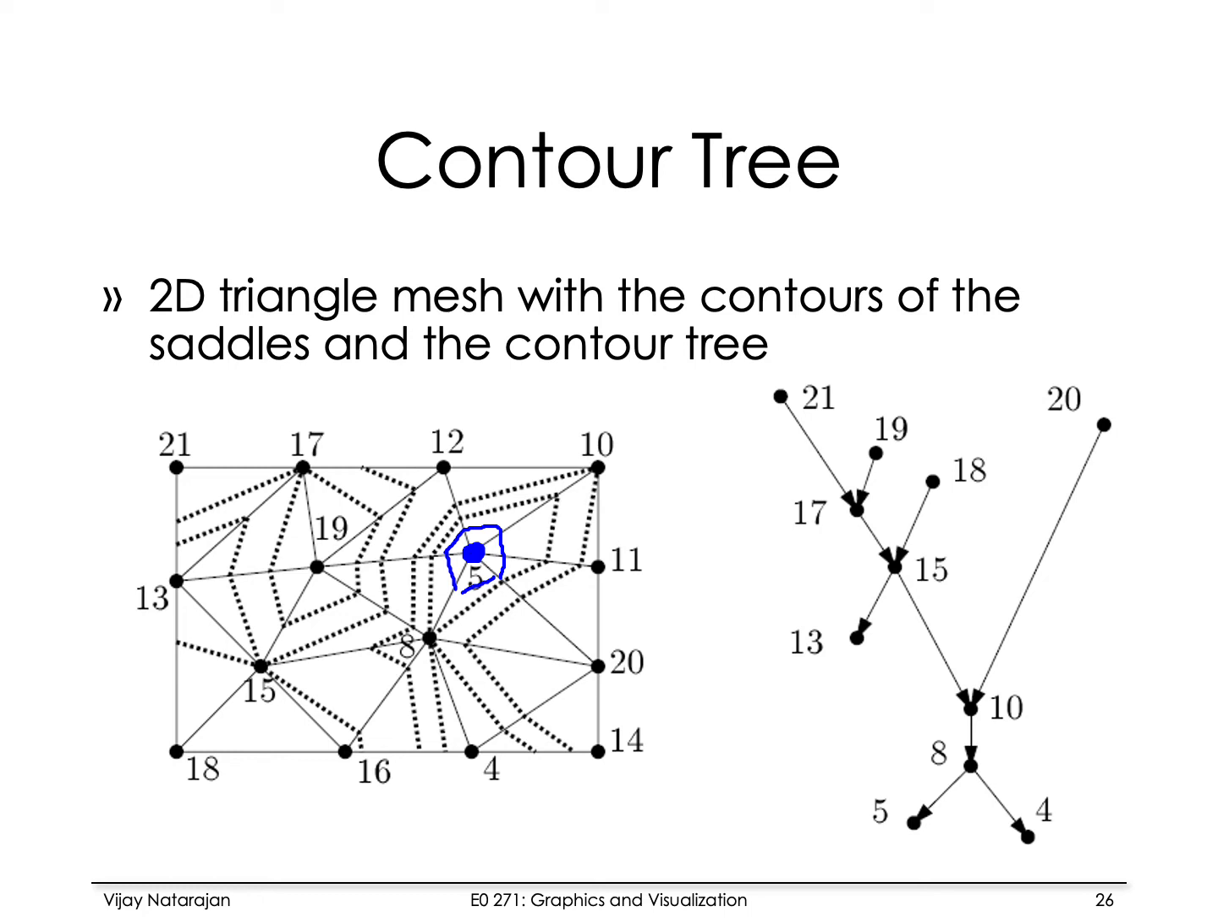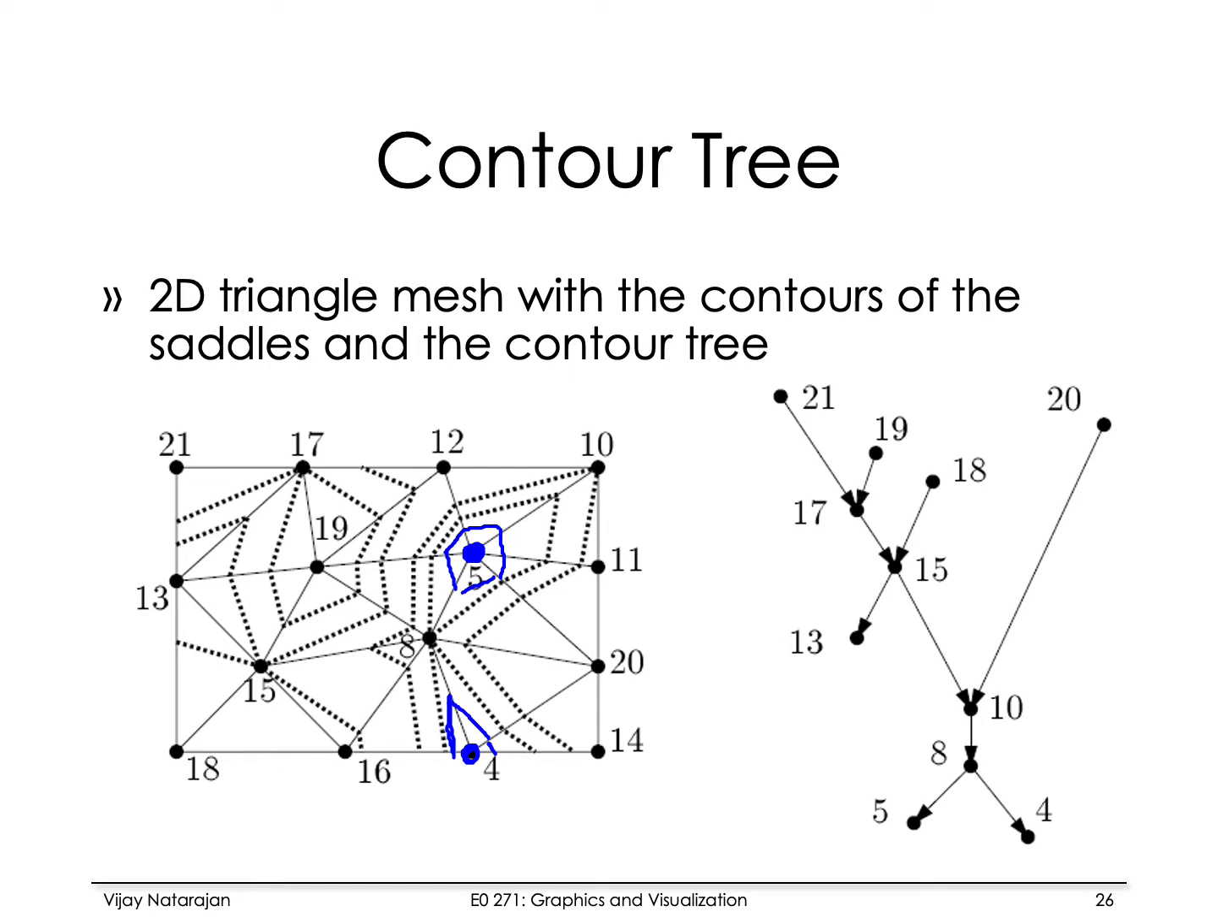The same thing happens at 4. 4 is also a local minimum. It happens to be on the boundary, that's just incidental. But a new component of the isocontour is born when you are just above 4. So this happens to be something like that. There is one more component, one more edge.